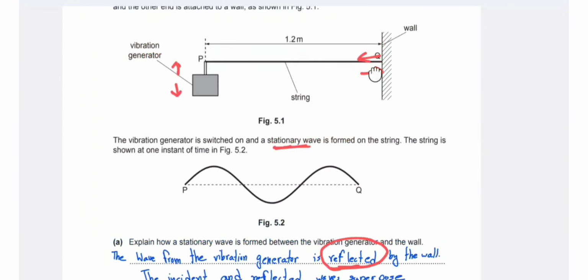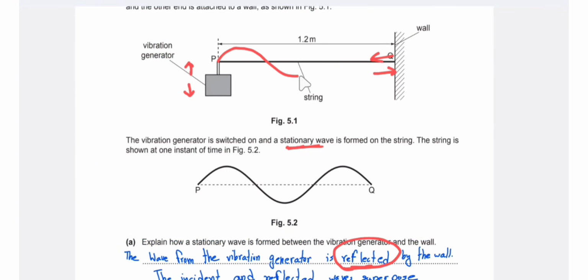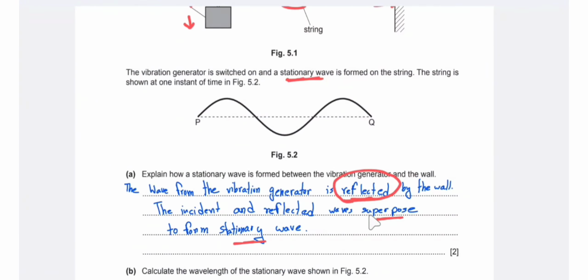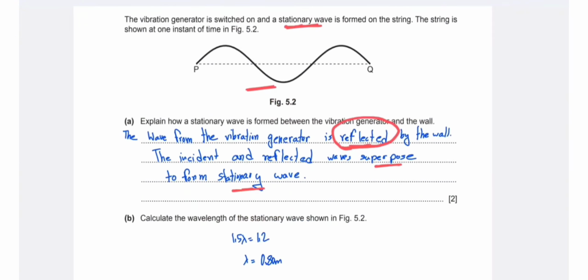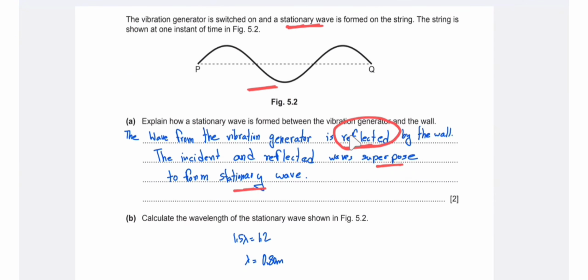And as the wave is reflected, the incident wave superimposes with the reflected wave, and thus a stationary wave is produced. You have to remember that the wave from the vibration generator is reflected by the wall, and since it is reflected, the incident wave and the reflected wave superimpose to form the stationary wave.